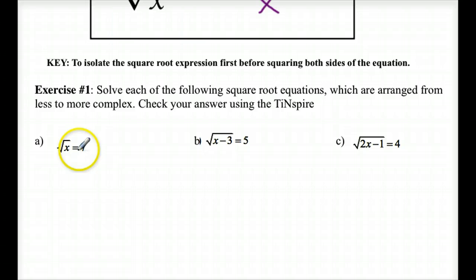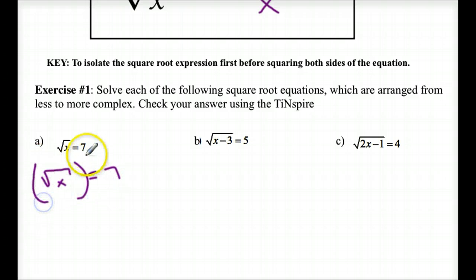I have the square root of x is equal to 7. There's just a square root of x by itself, and we said the inverse of a square root is square. So what I'm going to do is take the square. Actually, let me rewrite this so I have more space and it doesn't look too confusing. So I have the square root of x is equal to 7. What I want to do is square both sides. The square root and the square cancel, and I'm left with x is equal to 49.